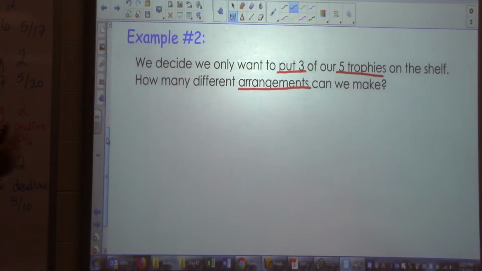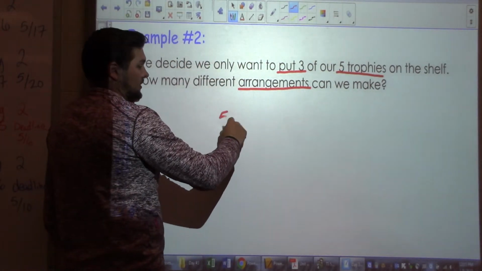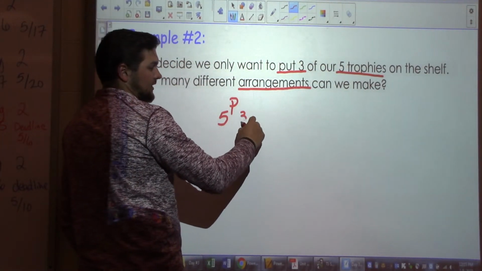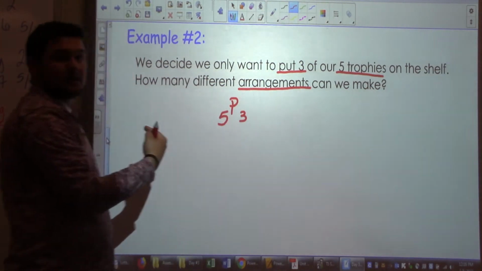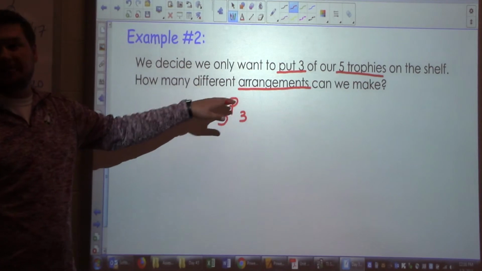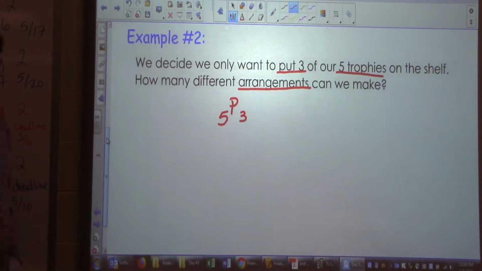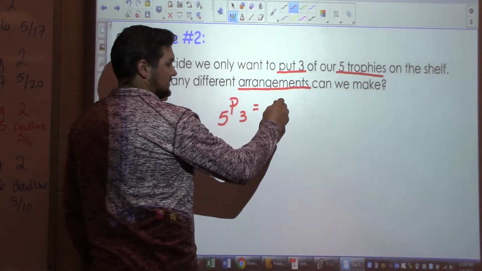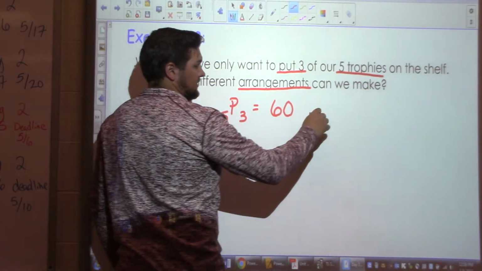Okay? So I know I have 5 trophies to pick from, and I'm choosing 3 of them. So it's 5P3. Right? How many I have, how many I'm picking. 5P3. What do we get? 60. 60 arrangements.